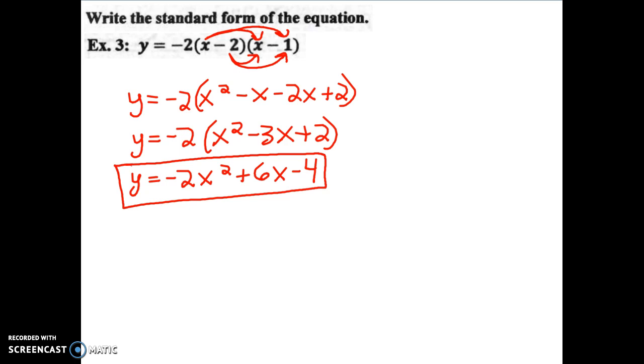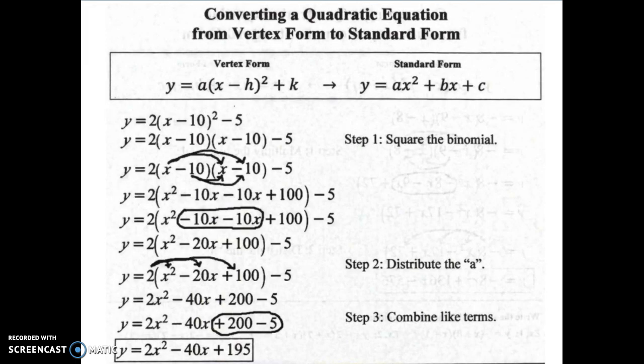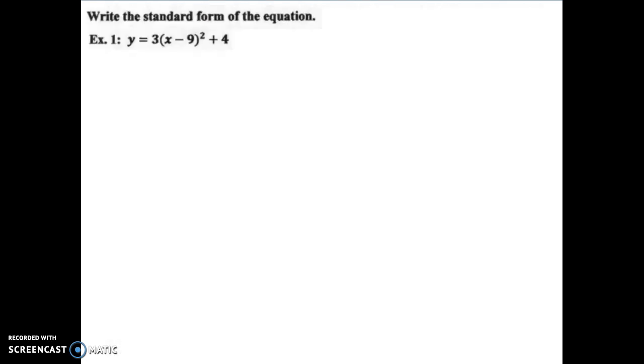All right, now we're going to move on to converting from vertex form to standard form. There are just 3 steps involved with this. You're going to square the binomial, which will take us back to what we were just doing. Then you're going to distribute the a. And then lastly, you're going to combine like terms. So this is somewhat similar to what we were just doing. We're just taking it one step further. So let's look at example 1 together.